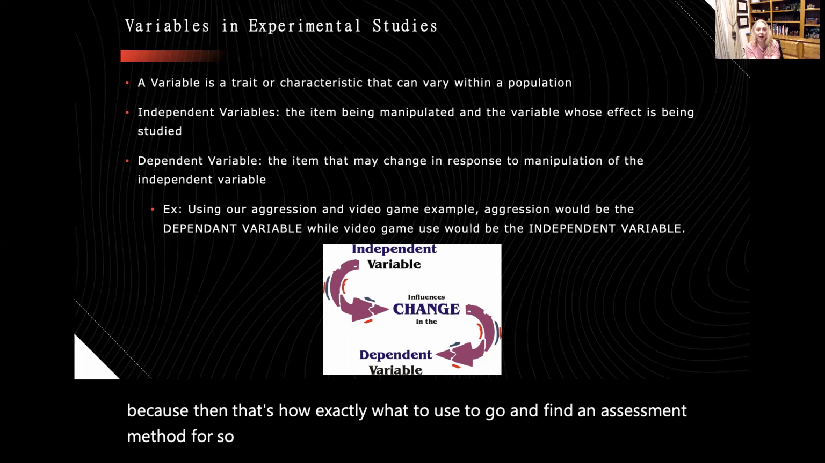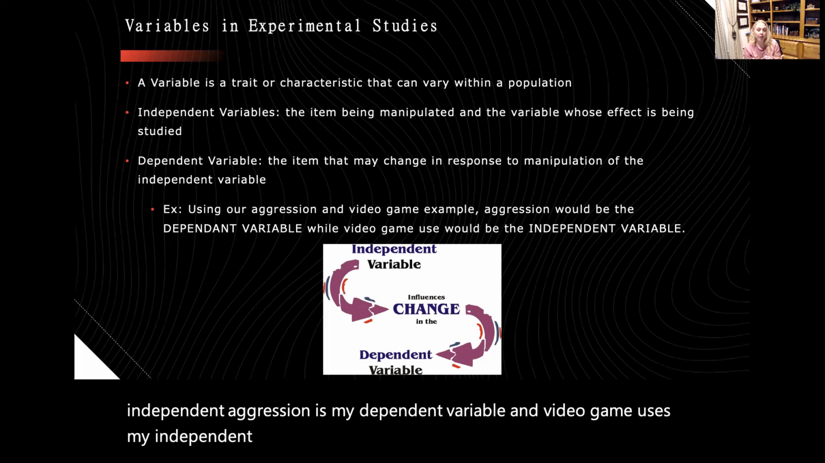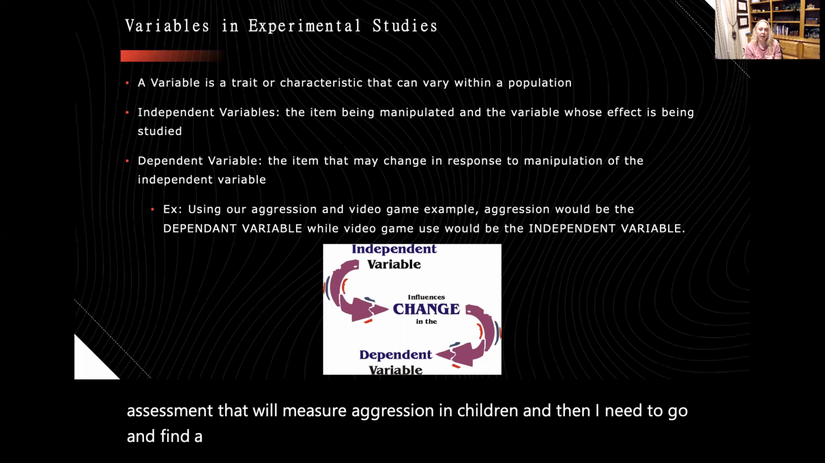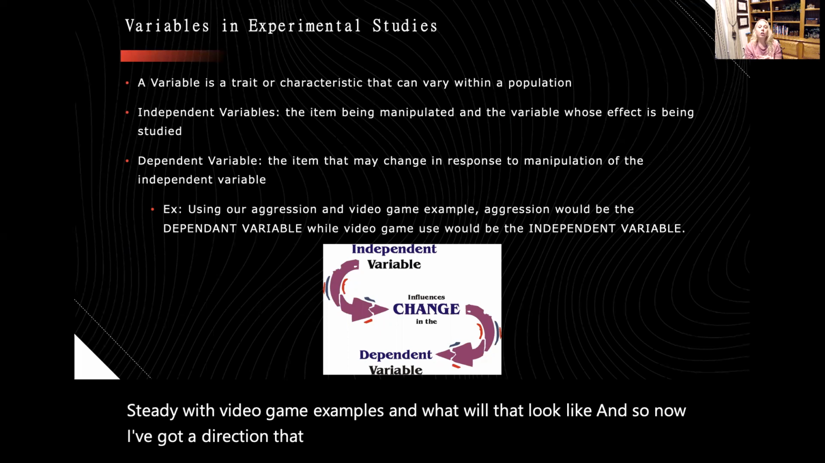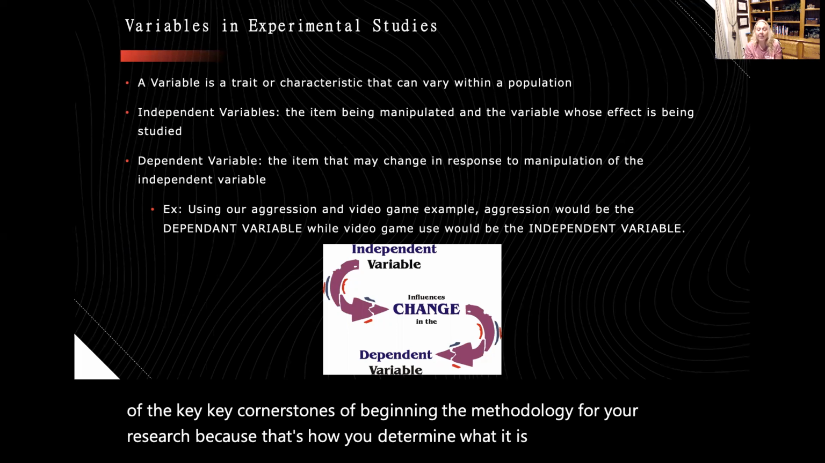So if I said, all right, I want to look at aggression as my dependent variable, and video game use as my independent variable, now I know I need to go and find an assessment that will measure aggression in children. And then I need to design a study with video game examples, and what will that look like? And so now I've got a direction that I need to go in. Knowing your variables is one of the key cornerstones of beginning the methodology for your research, because that's how you determine what your hypothesis is.